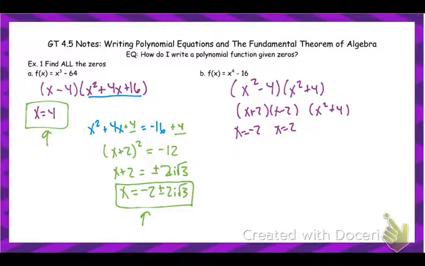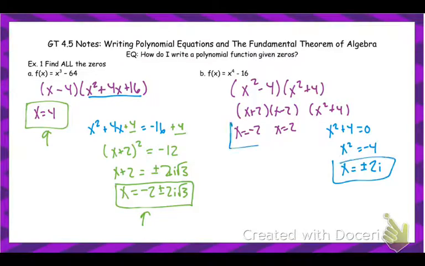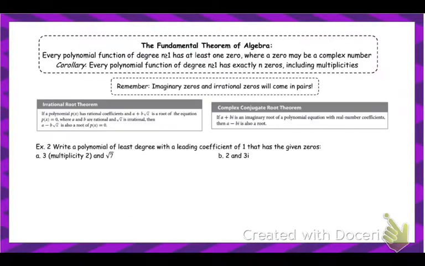And then x squared plus 4 doesn't give me zeros, but I can solve it. So I would get x squared equals negative 4. So then I would square root. So this would be plus or minus the square root of negative 4, which is plus or minus 2i. So again, fourth degree polynomial, and I get 4 solutions, which leads us into our fundamental theorem of algebra.